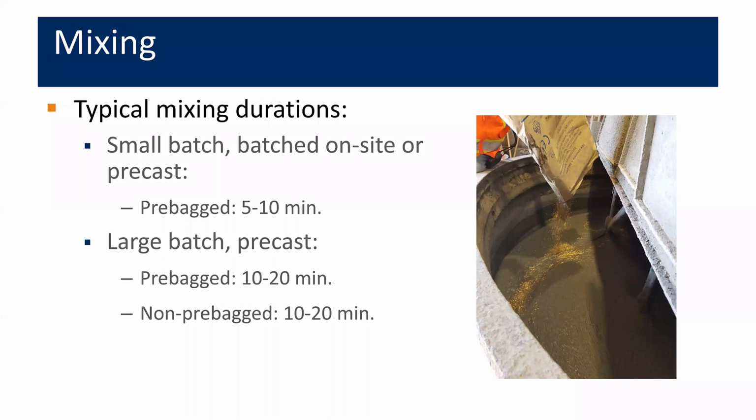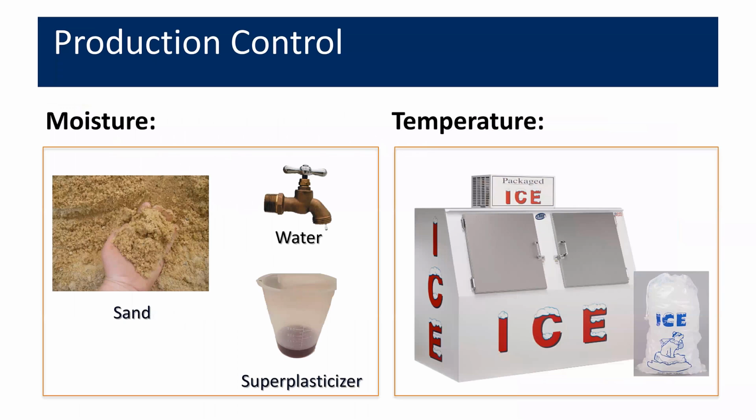The duration of that mix will be influenced by that mixer, as I said, but in general, another thing that influences how long it takes to mix is your approach to the mixing process. If you're starting with a pre-bagged mix, for example, looking at a small batch that's batched on site, you may be able to get the mixing done in 5 to 10 minutes. But if you're looking at a larger batch, for example, at a precast plant, whether you're working with pre-bagged materials or non-pre-bagged materials, it might take you 10 to 20 minutes.